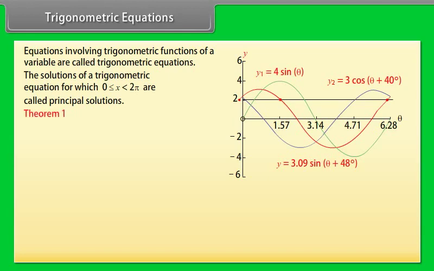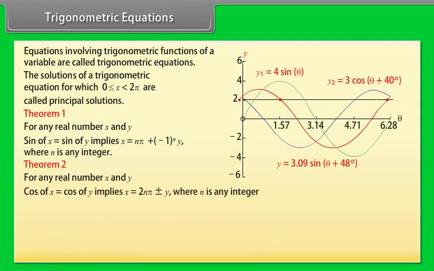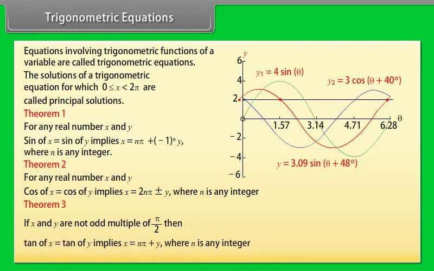Theorem 1. For any real numbers x and y, sine of x is equal to sine of y implies x is equal to n pi plus minus 1 raised to the power n into y, where n is any integer. Theorem 2. For any real numbers x and y, cos of x is equal to cos of y implies x is equal to 2n pi plus minus y, where n is any integer. Theorem 3. If x and y are not odd multiples of pi by 2, then tan of x is equal to tan of y implies x is equal to n pi plus y, where n is any integer.